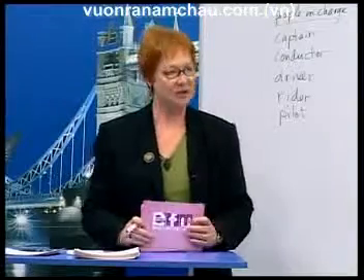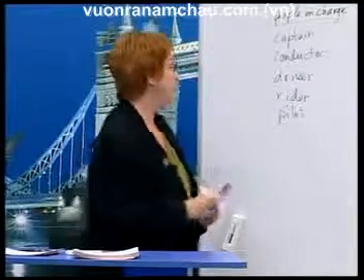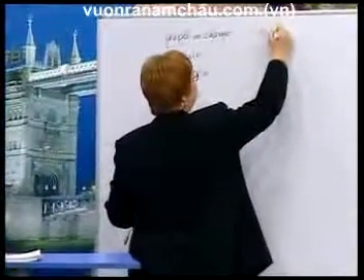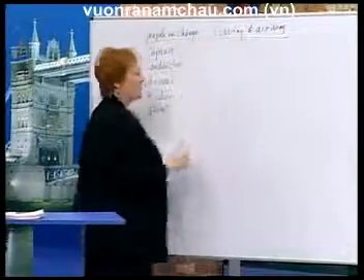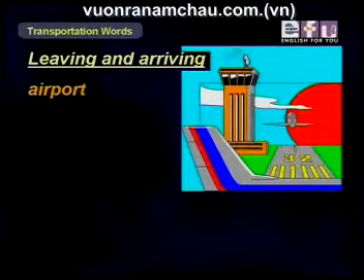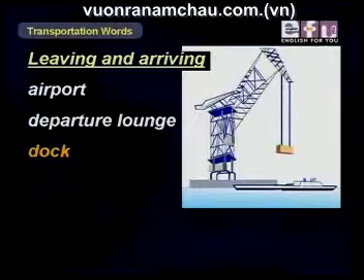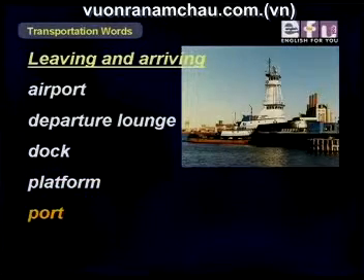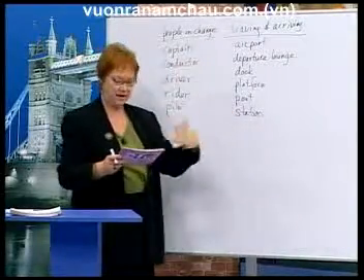Yes, that's right. Good. Okay, now we're going to make a different group. This was people in charge. Now we're going to talk about leaving and arriving. Okay, now in this group we have airport, departure lounge, dock, platform, port, and station. So these are places for leaving and arriving.